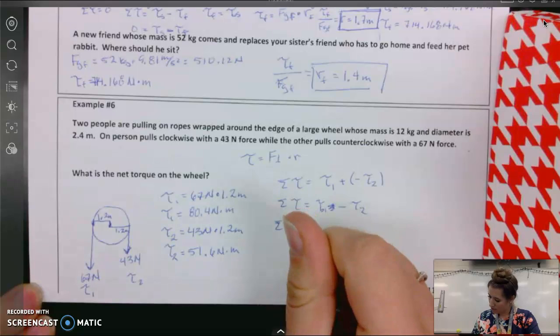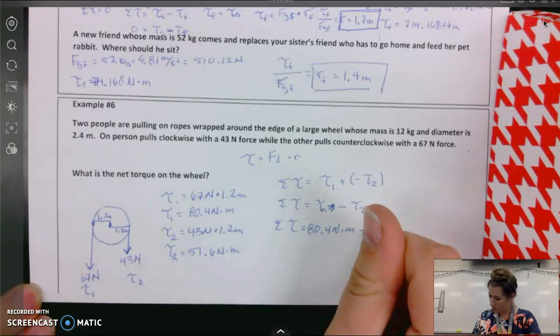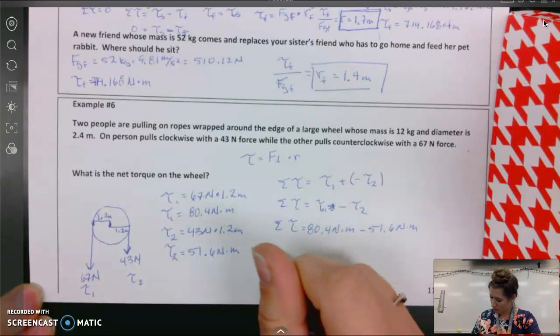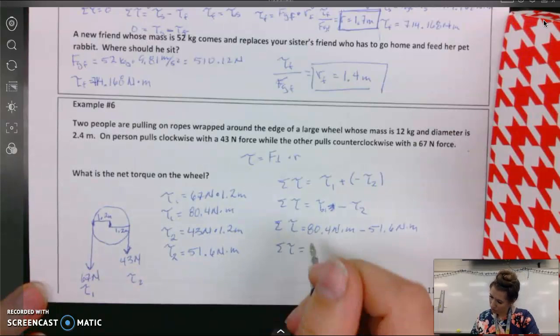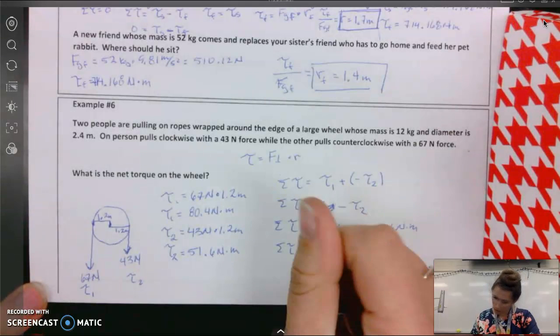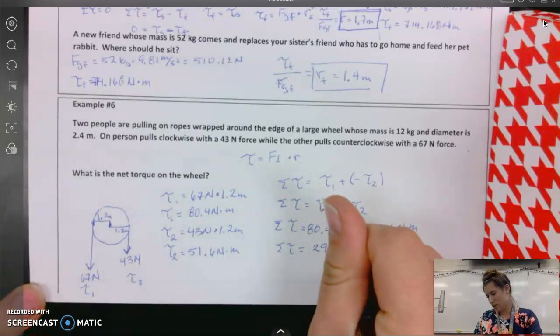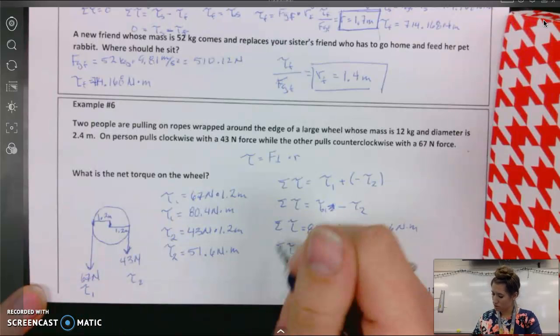And torque 1 is equal to 80.4 Newton meters, and I'm going to subtract 51.6 Newton meters from that. So I will take 80 minus 51, and I'm going to round that up to 29 Newton meters. And it's a positive, so that means that what's going to happen in this situation is the object's going to rotate counterclockwise.